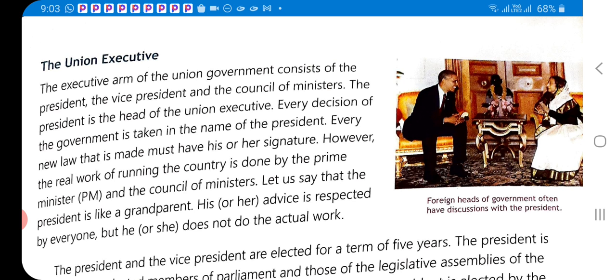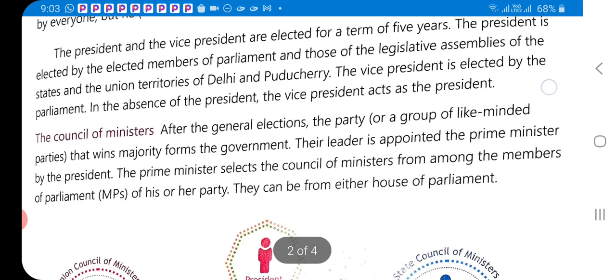The president and the vice president are elected for a term of 5 years. The president is elected by the elected members of parliament and those of the legislative assemblies of the states and the union territories of Delhi and Puducherry. And the vice president is elected by the parliament. In the absence of the president, the vice president acts as the president.